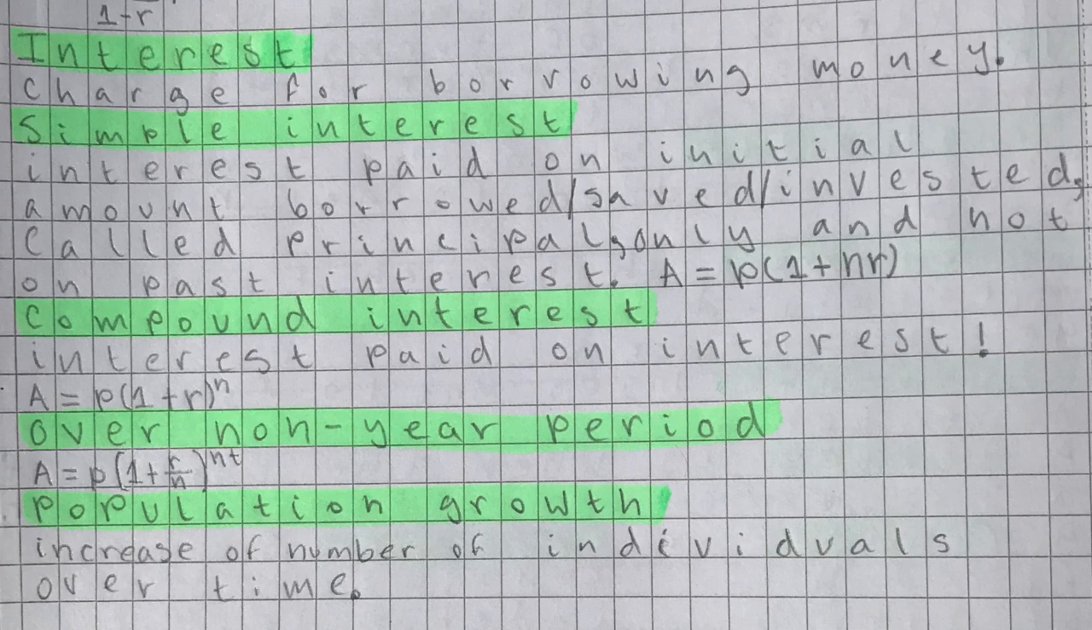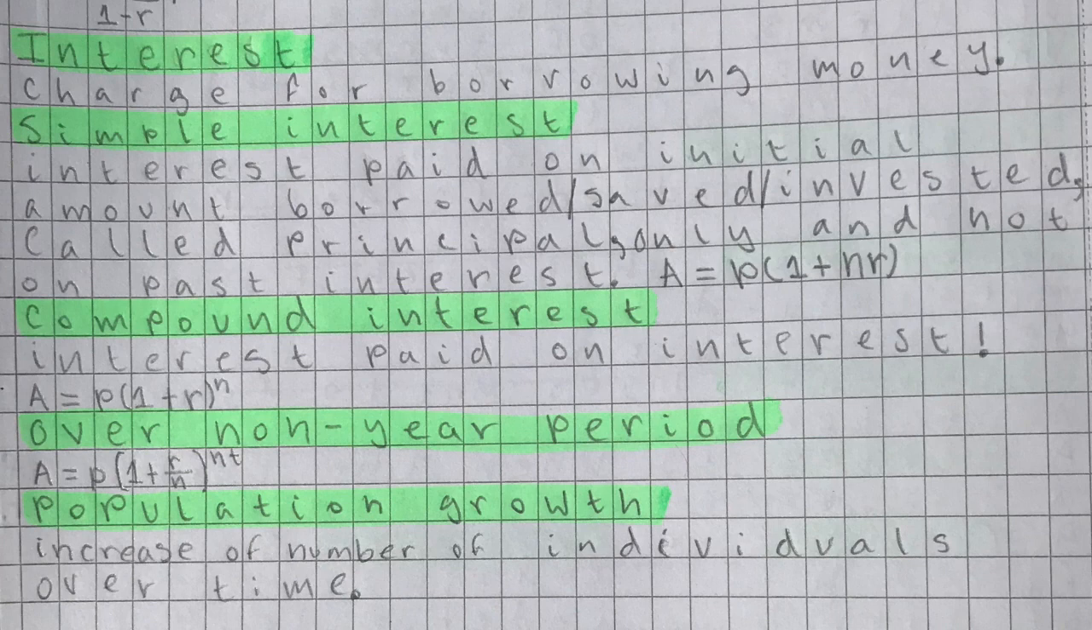Interest is what you are charged for borrowing money. There are two different types of interest: simple interest and compound interest. Simple interest is paid on the initial amount borrowed, saved, or invested, which is called the principal, only, and not on the past interest. This means that every year the same amount of interest is added. This does reflect an arithmetic pattern.